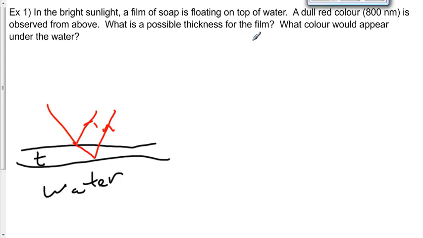So again, I'm going to have you try this one, pause it. When you come back, when you think you know a possible thickness for this film, I'll continue on.